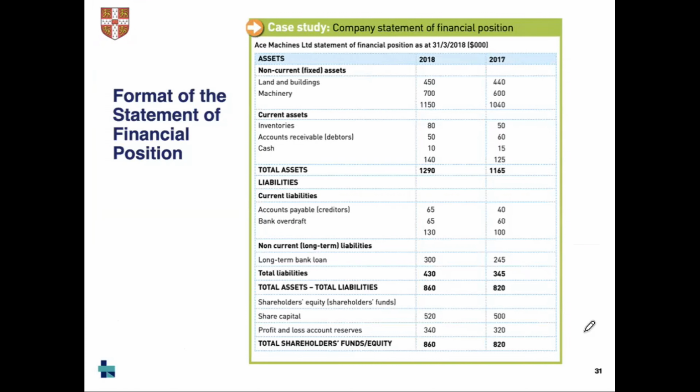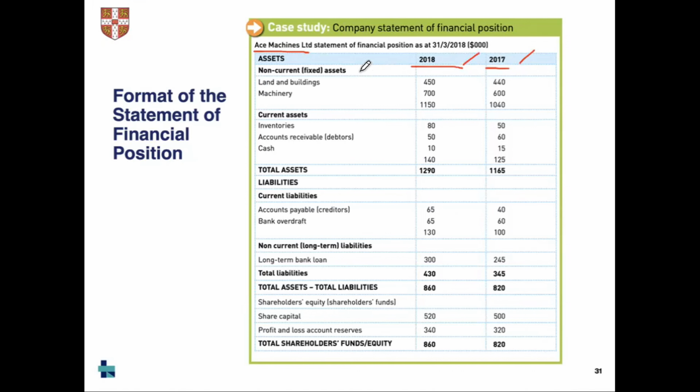So you can see that there's a statement of financial position for a company called Ace Machines Limited. And usually we would like to put one year by another year. So this is the previous year, 2017. This is the current year, 2018, so that we can look at the changes that have occurred from the previous year to the current year.